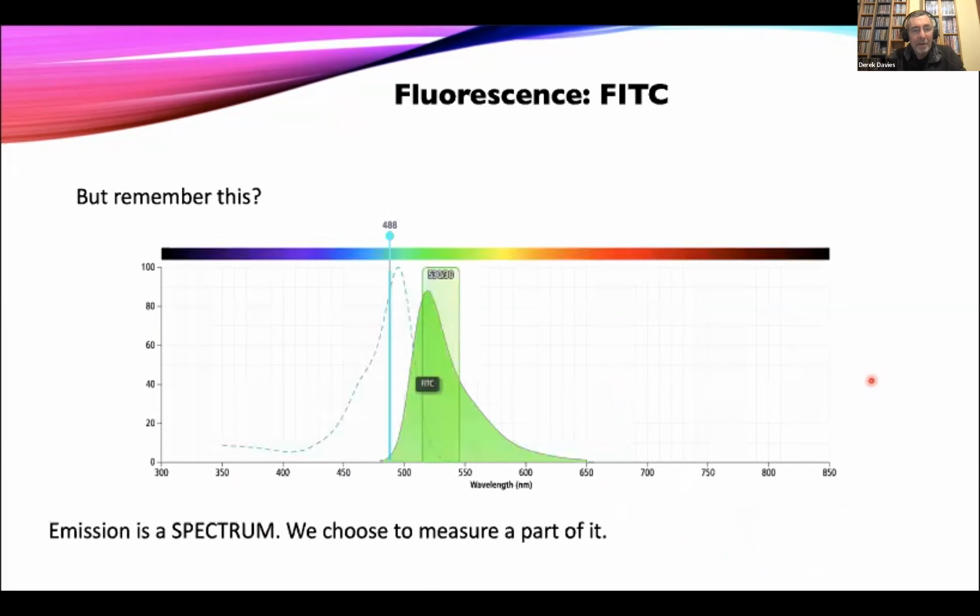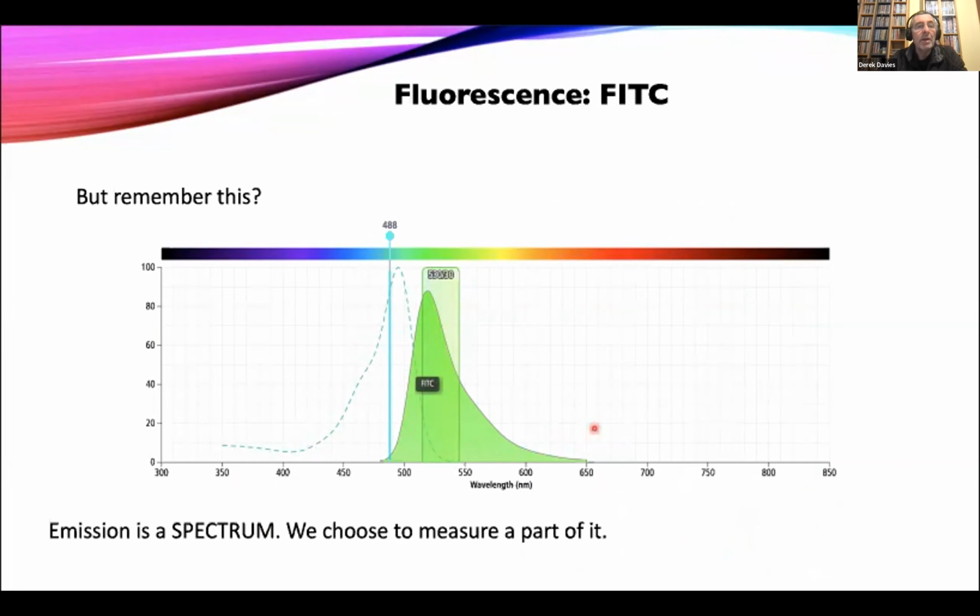Because I'm sure you're all familiar with this, the spectral viewers that we get online from many of the manufacturers of machines and reagents. This is fluorescein, and this shows us in the dotted line the excitation spectrum, and in the filled line the emission spectrum. The important word there, of course, is spectrum.